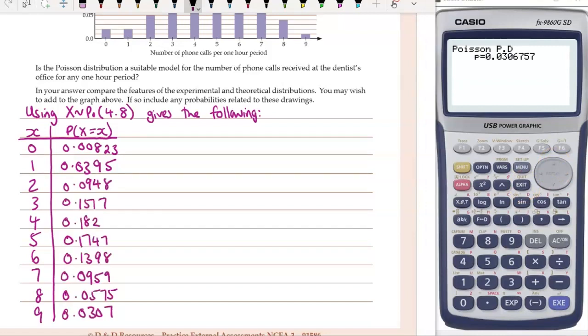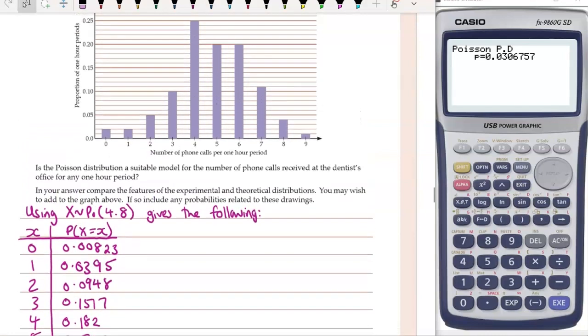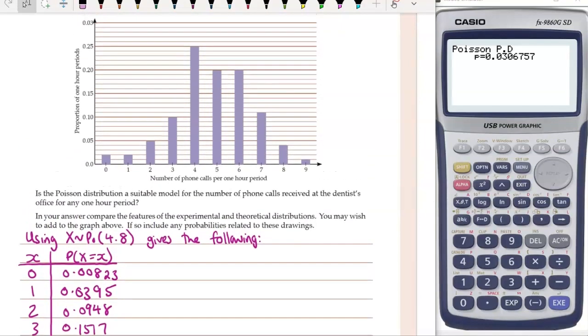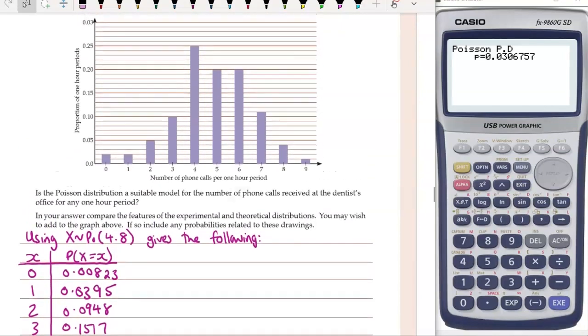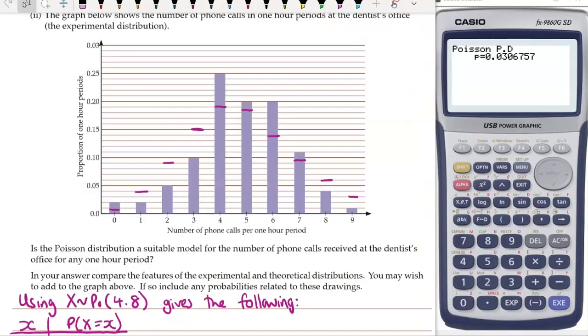So I've got all of those on. Now I'm going to pop a line onto the diagram for each of those so we can easily compare. And again, I'll just pause the video while I write those in. So I've popped all of those values on from the table of values that I created before, and it doesn't look like it's a great fit. The expected values from the Poisson don't actually match what happened in this recording of phone calls that were received within 1 hour periods.